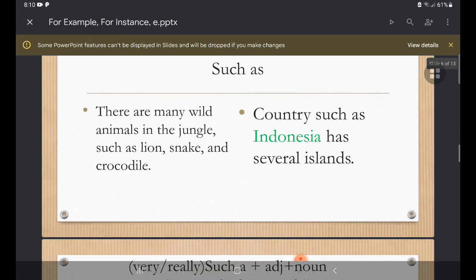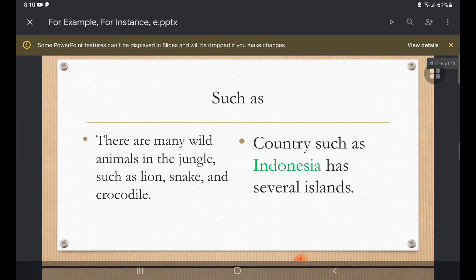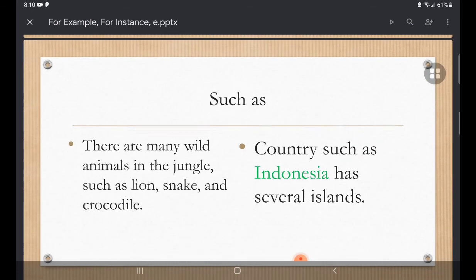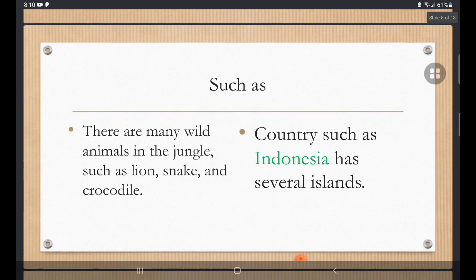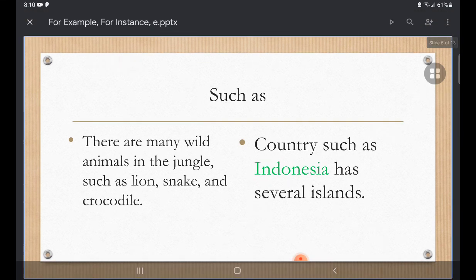And then we have another one, which is "such as". It is most commonly used by native speakers, also in informal contexts. For example, there are many wild animals in the jungle, such as lion, snake, and crocodile. Countries such as Indonesia has several.